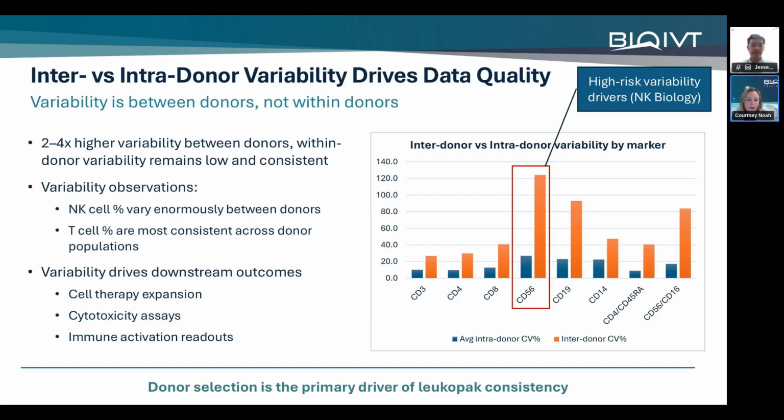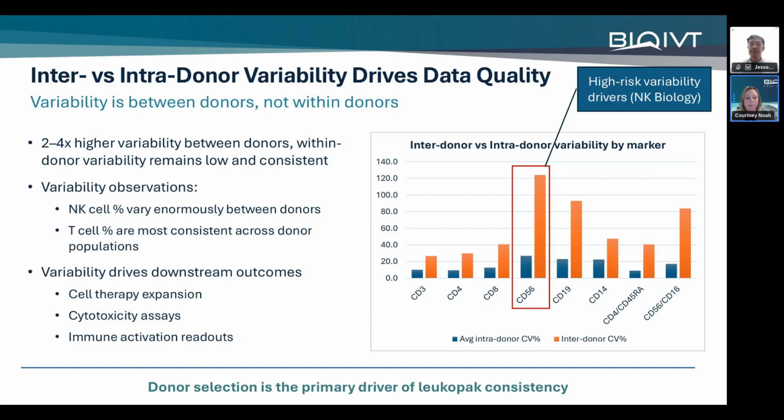So for BioIBT, we dug into that and wanted to see, well, what's the variability when we look across all of the donors that we collect from? And these are our recallable leukopak donors, and happy to get into that in more detail. Hopefully you'll get a sense of that as we go through the talk.